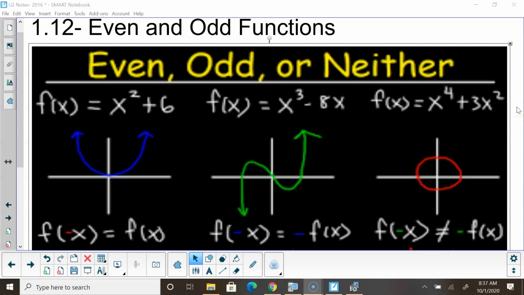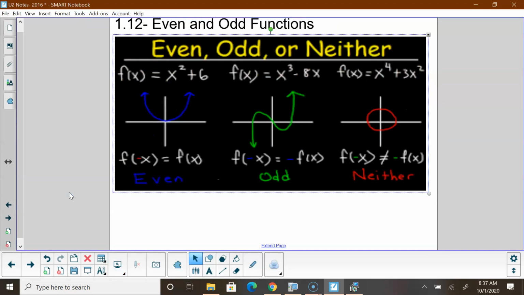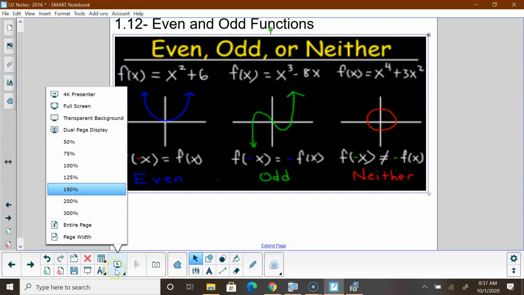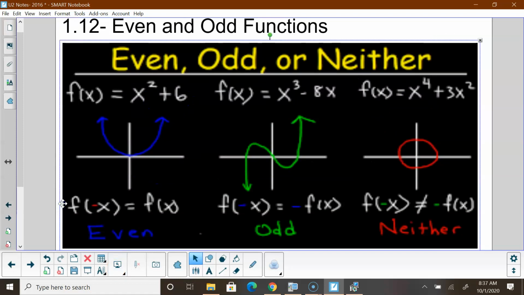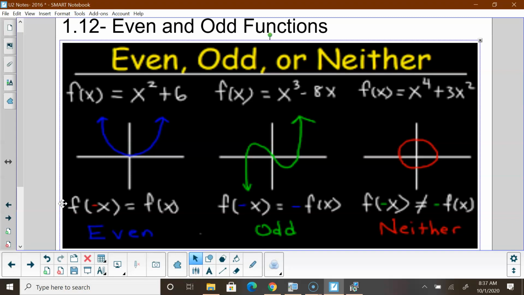Ready? All right, so even and odd functions require a little bit of algebra when you're doing them, but you can also do it based off of the graph, okay? So if I zoom this out just a little bit so we can see the whole image, if you look over here on the left, I've got an even function.